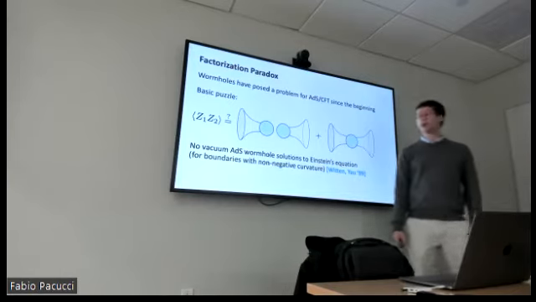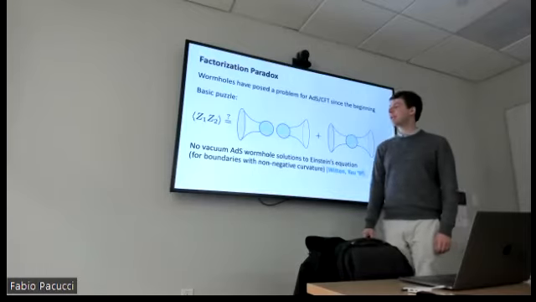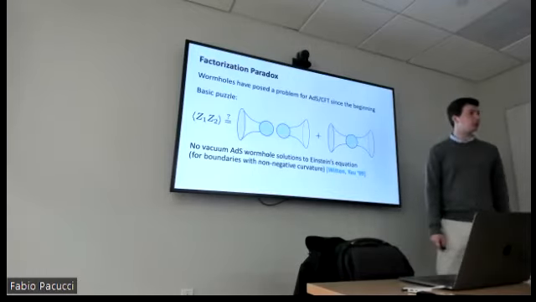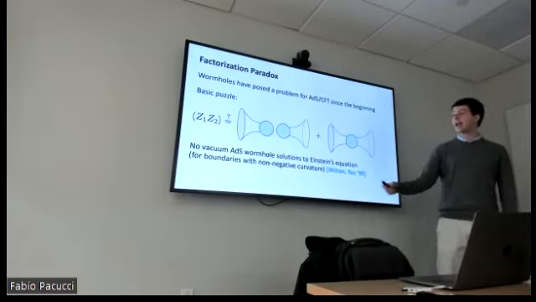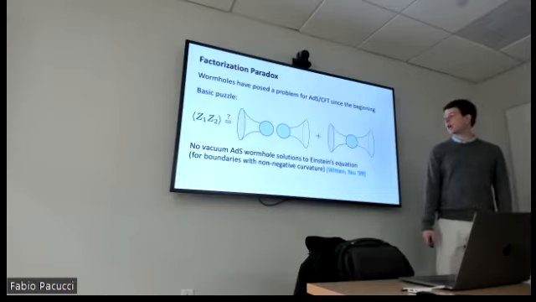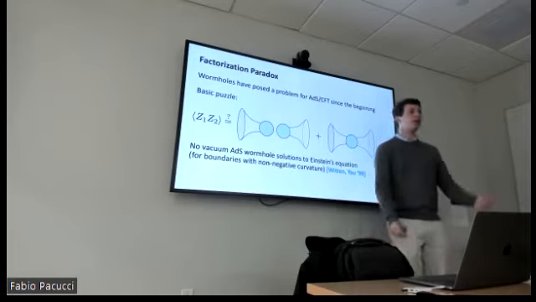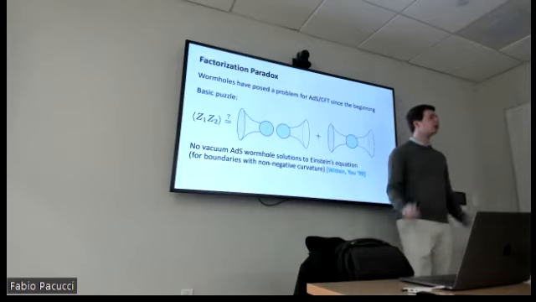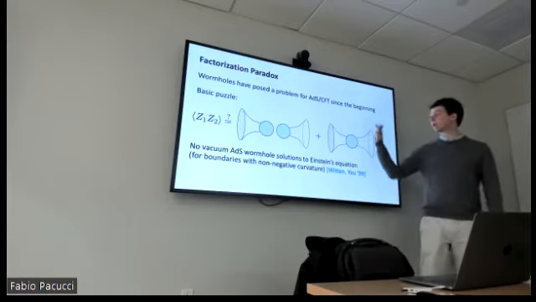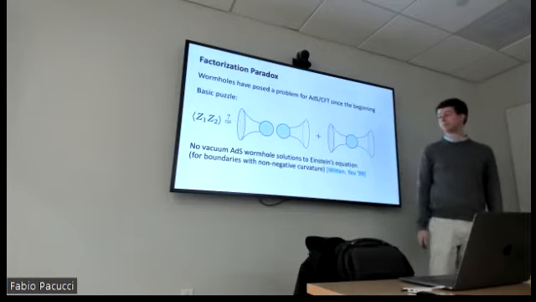An early no-go result towards ruling out these wormholes was due to Witten and Yau, in which they proved that at least in the vacuum, in the absence of matter fields, there are no vacuum AdS wormhole solutions to Einstein's equations for boundaries with non-negative curvature. So they basically showed you can't find solutions of Einstein's equations that look like wormholes under certain technical conditions. They were attempting to rule out this possibility.